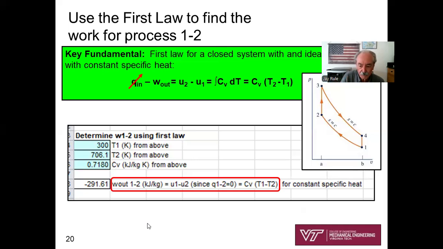I'm going to write the first law for process 1 to 2. Let's see, Q in from 1 to 2, that's 0. Minus W out from 1 to 2 is equal to U2 minus U1. And so let's see, I'm going to flip the sign on the first law. So W out from 1 to 2 equals U1 minus U2. I've got constant specific heat. So U1 minus U2 simply equals CV times T1 minus T2. Plug and chug. And so W out from 1 to 2 is negative 291.61 kilojoules per kilogram. So it's a little side project we had. We'll put that off to the side.